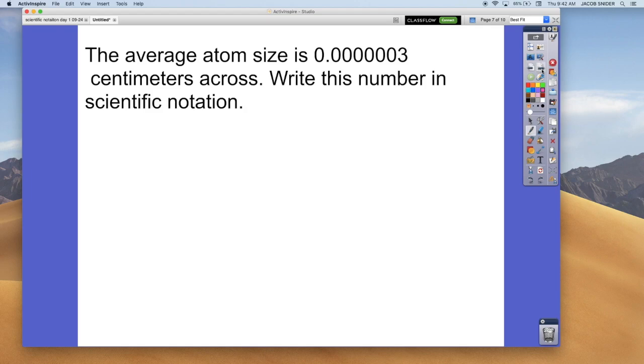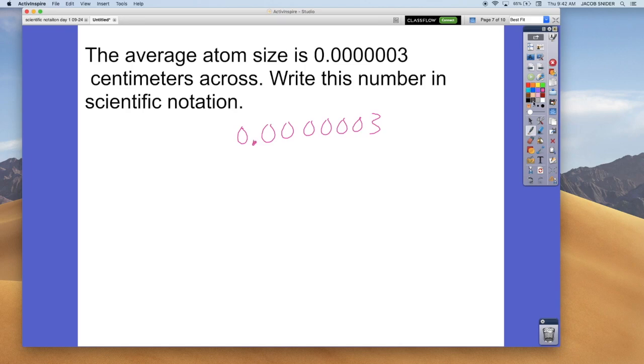All right, so anyways, the average atom size is 0.00000003 centimeters across. Super duper small, right? You can only see it with a microscope. Write this number in scientific notation. You may want to rewrite the number. 6 zeros. 1, 2, 3, 4, 5, 6 zeros. Just want to double check that.